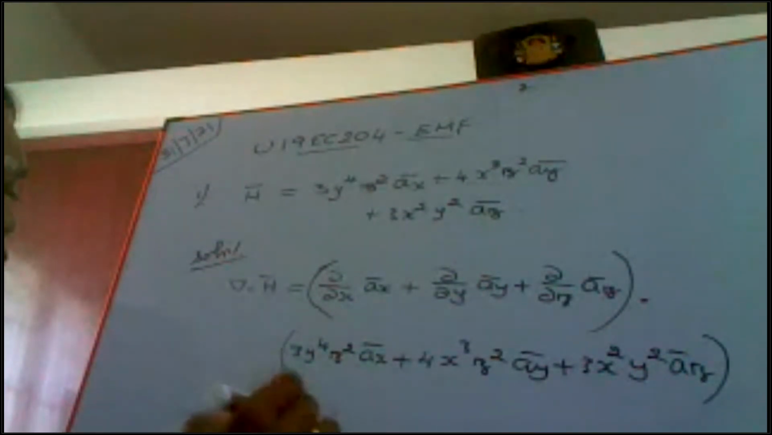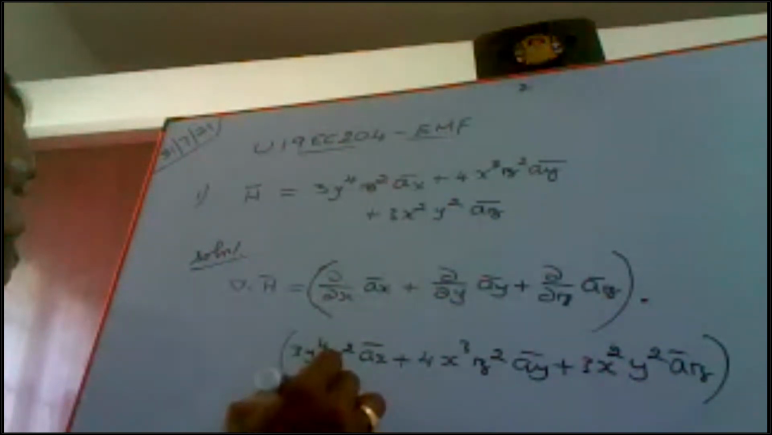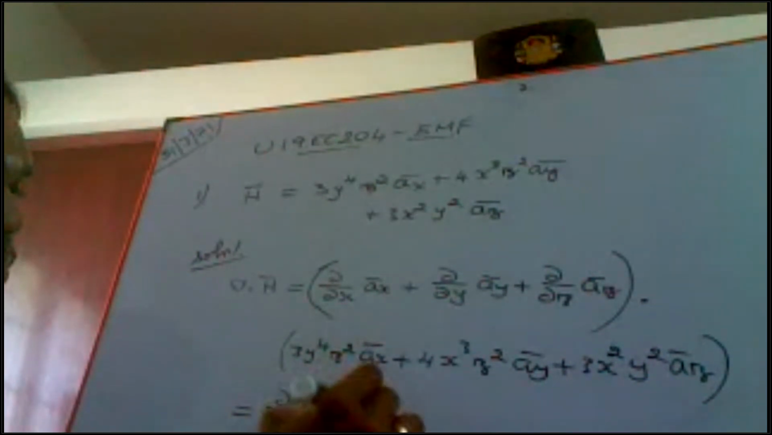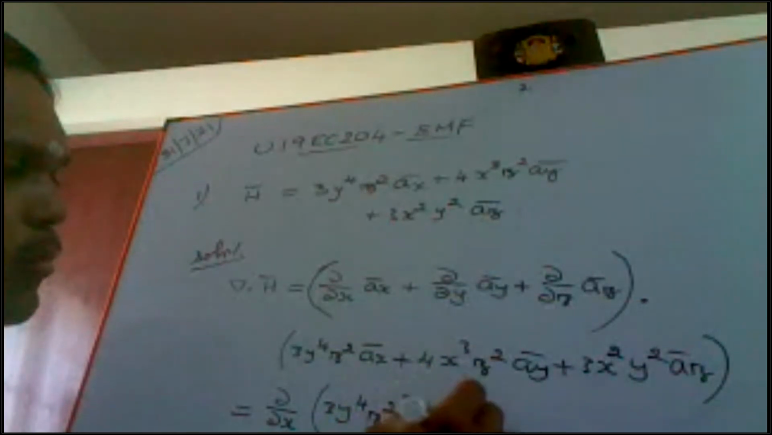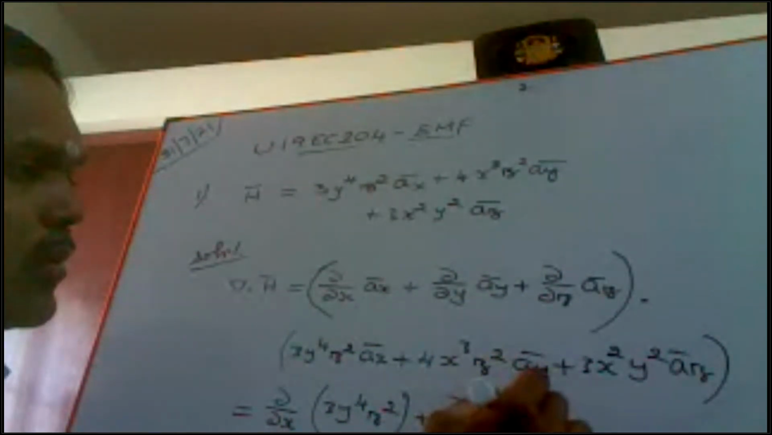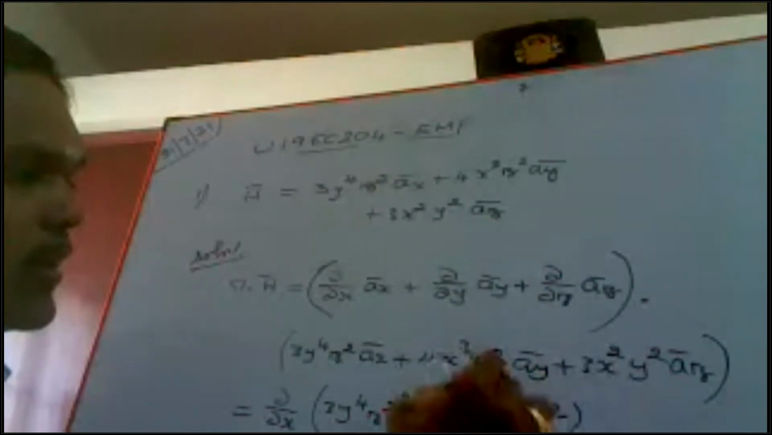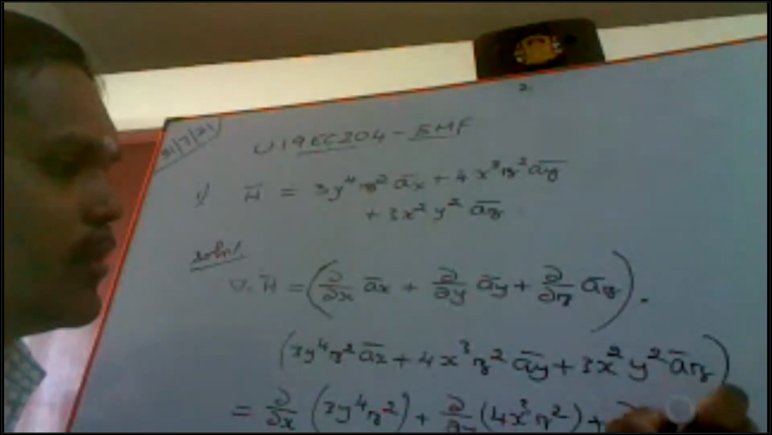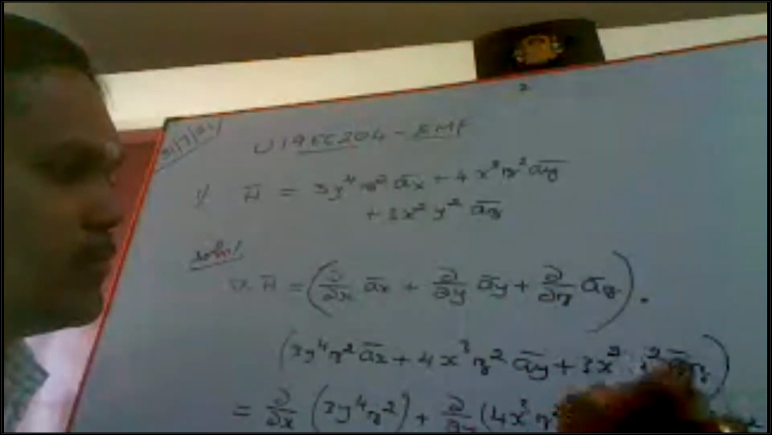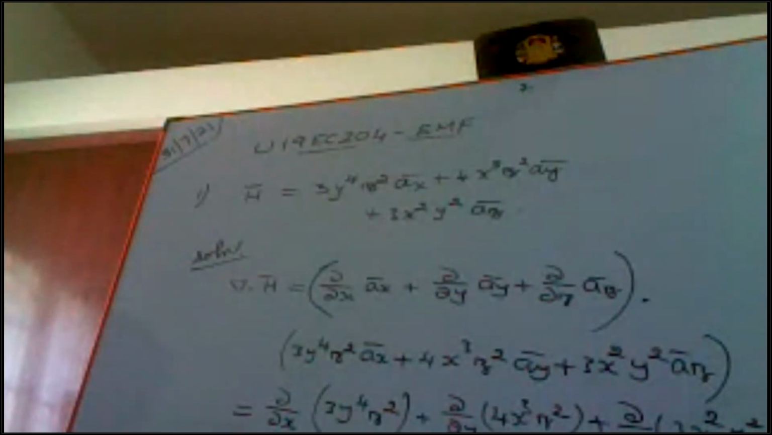So it becomes ∂/∂x of the first term, plus ∂/∂y of the second term, plus ∂/∂z of the third term. Is it okay?